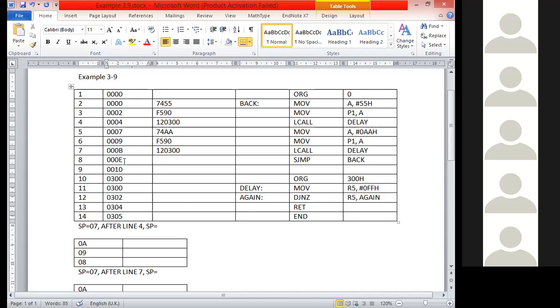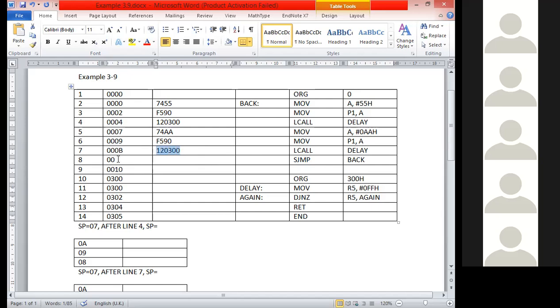Okay, so let me show you how he calculated, whoever gave the answer. You see short jump. You know that the opcode of short jump is 2-byte sized. To give that example, let me erase this one. See this one in line number 7. We have got 000B, and you know that this is a 3-byte instruction.